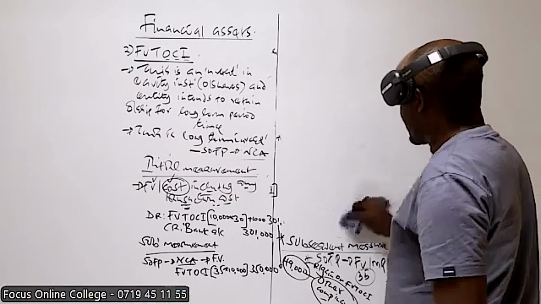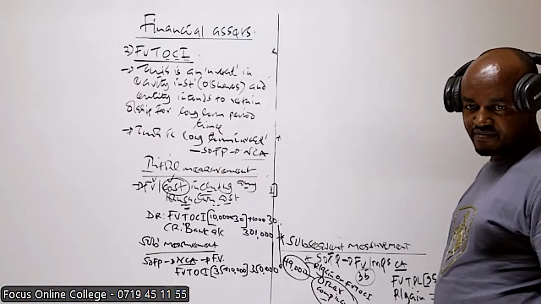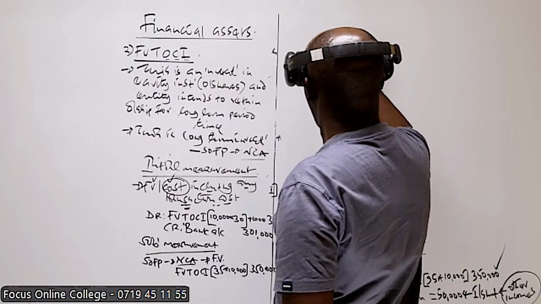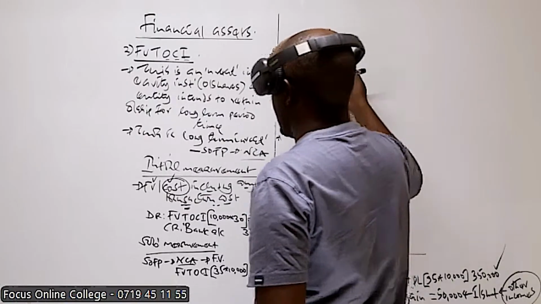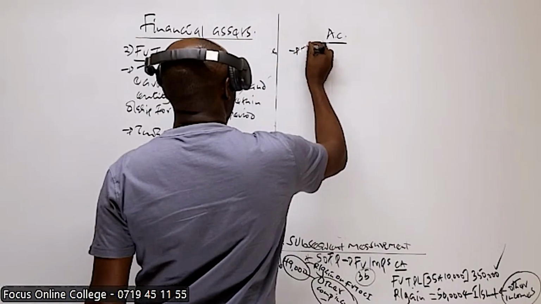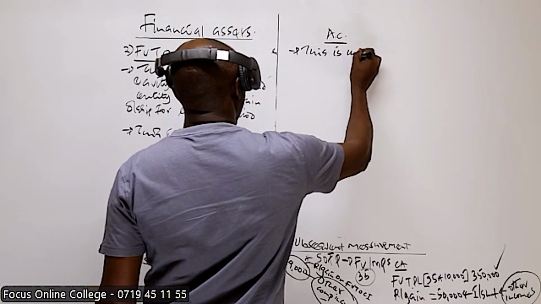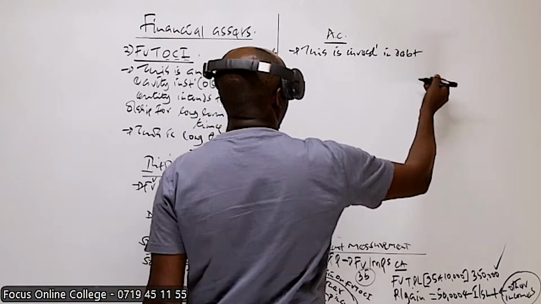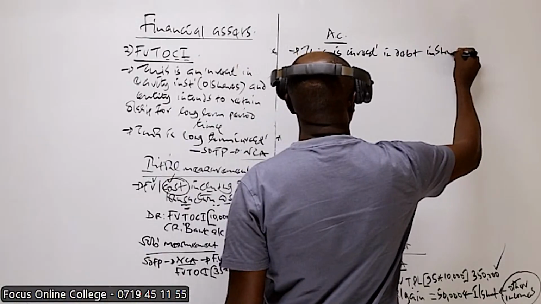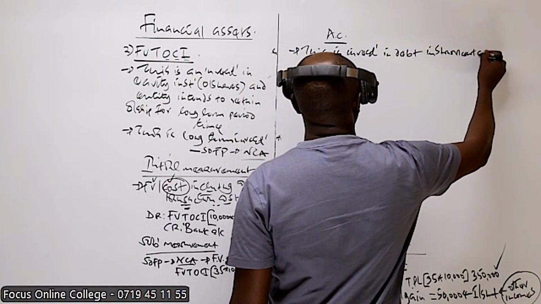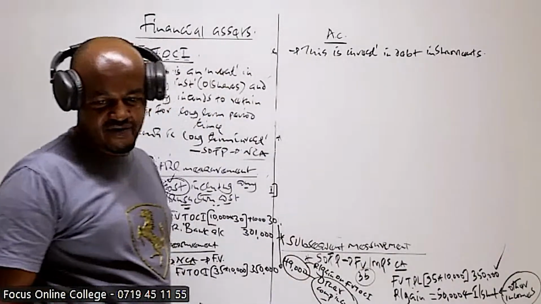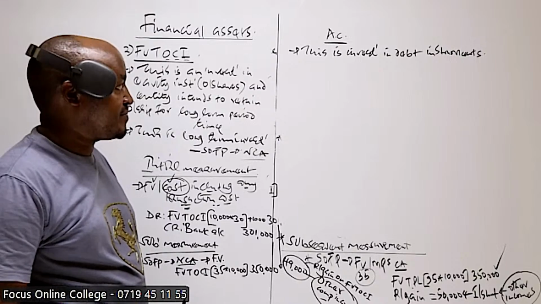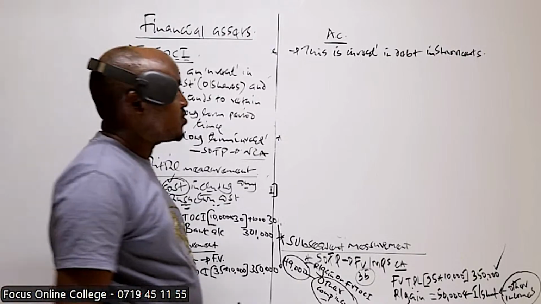And basically, that is a financial asset at amortized cost, abbreviated as AC. So what is this? Now, this one is basically an investment in debt instrument. An investment in debt what? Instrument. For example, investment in debentures, investment in loan stock, and so on.